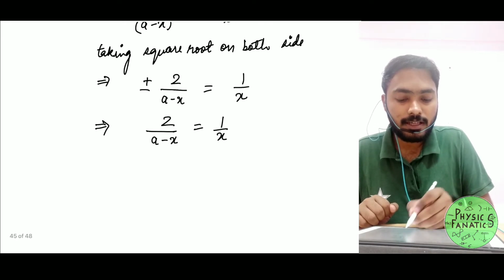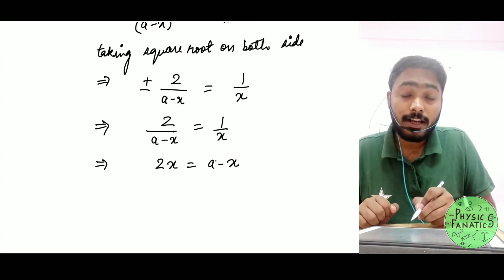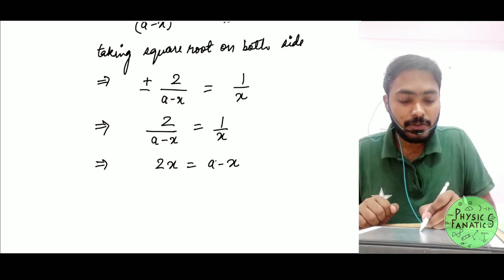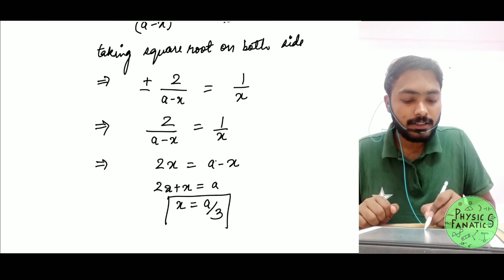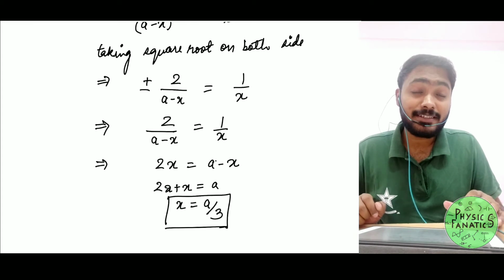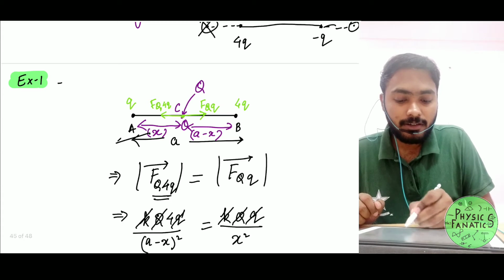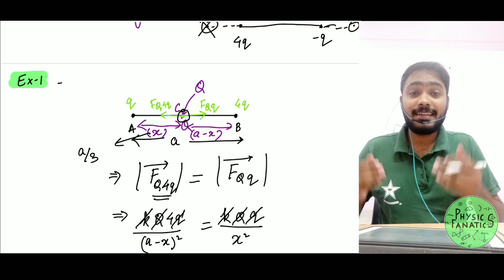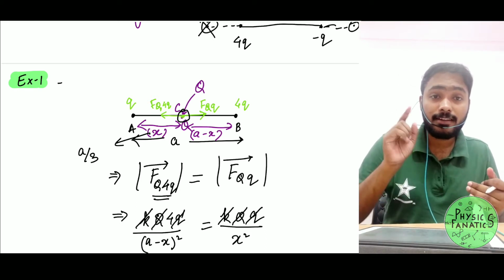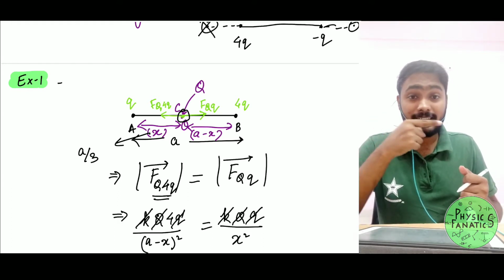Do the cross multiplication and we will get 2x is equal to a minus x. I'm supposed to find out the value of x, so 2x plus x is equal to a, or I should say x is equal to a by 3. Now what does that mean? That means I got the value of x to be a by 3. That means the charge q has to be placed at a by 3 distance from your position A, in that direction.